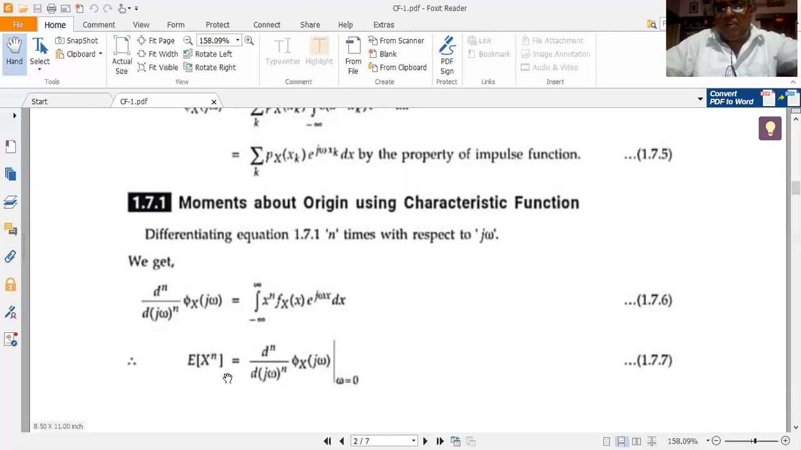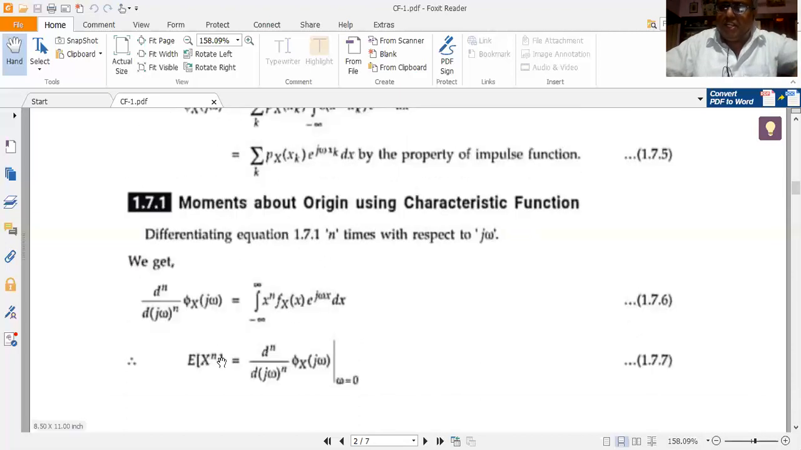Then I have differentiated the first time, so I have obtained d by dj omega of phi x of j omega. Now again differentiate this with respect to j omega. Then I get the second derivative, d squared by dj omega squared of phi x of j omega. Now substitute omega is equal to 0 in the second derivative expression. I get E of x squared. That would be my mean squared value. Similarly, I can go on differentiating repeatedly, and I shall be getting the higher order moments.